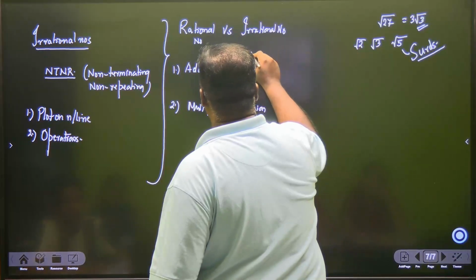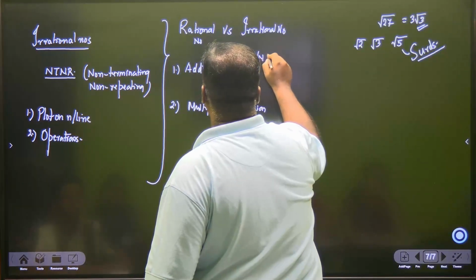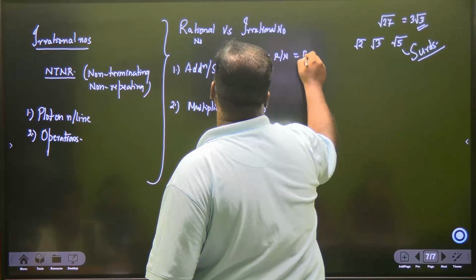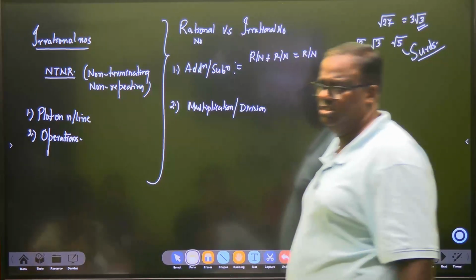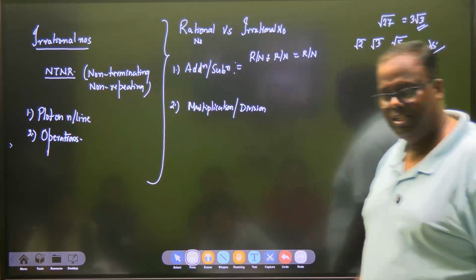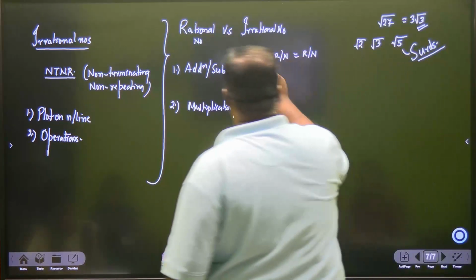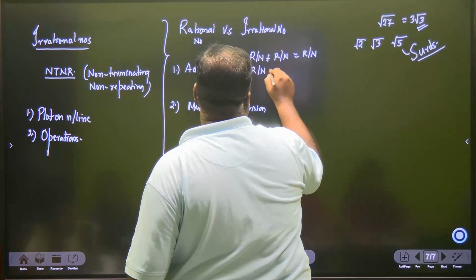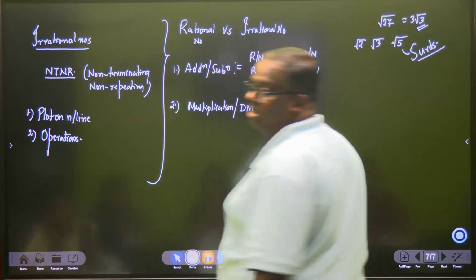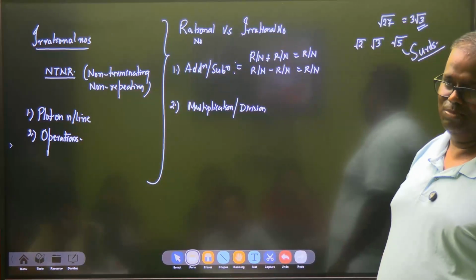If you take a rational number and you add it with another rational number, the answer will always be a rational number. No doubt about that. 1 plus 1 is 2. Both are rational numbers, right? If you take a rational number and you subtract another rational number, you will still get a rational number. 1 minus 1 is 0. 0 is a rational number.